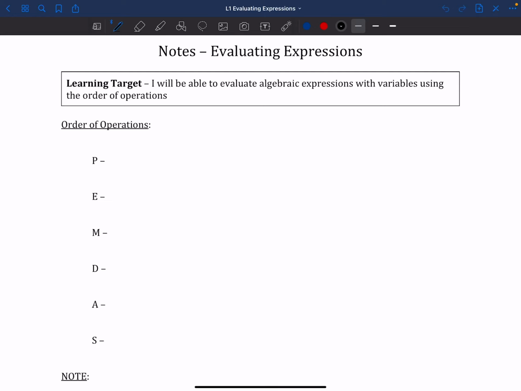Hello. So what we're going to do today is take a look at our first lesson in our unit on expressions. First off, we're going to talk about how to evaluate them.